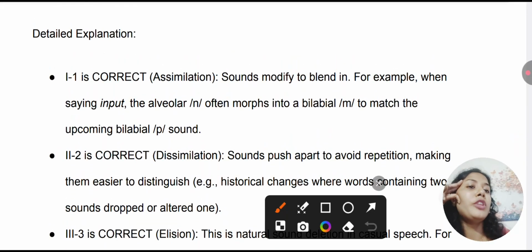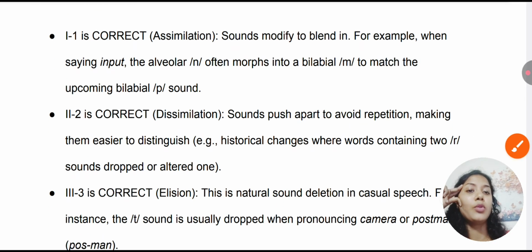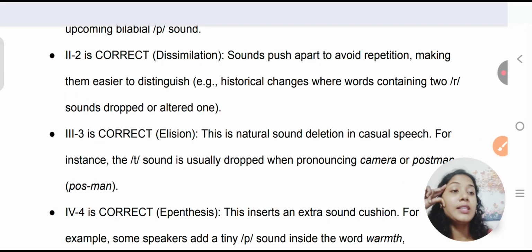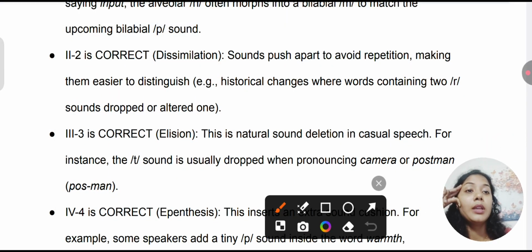Assimilation, sounds modified to blend. For example, when saying input, the alveolar N often morphs into a bilabial M, input, to match the upcoming bilabial P sound. Then dissimilation, sounds such as which requires less effort, historical changes where words containing two similar sounds dropped or altered one.